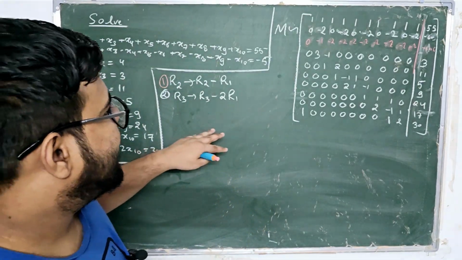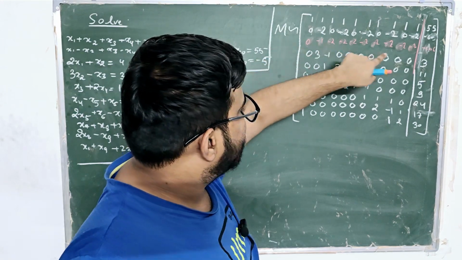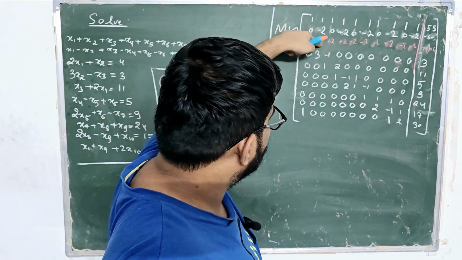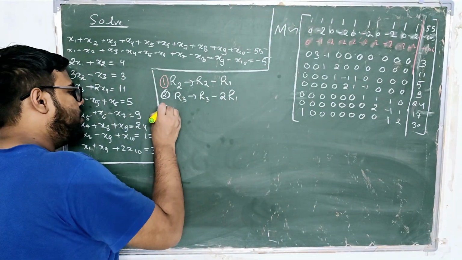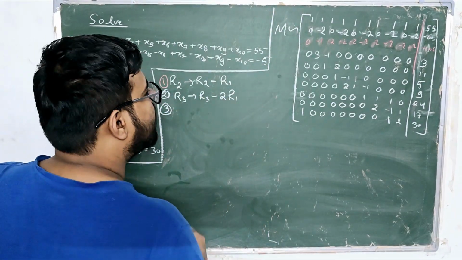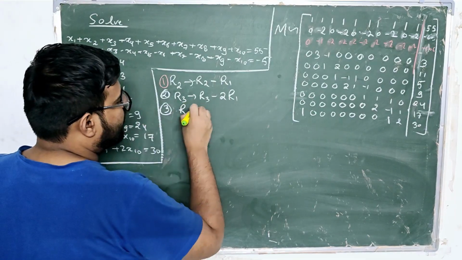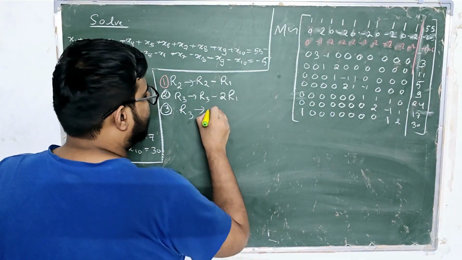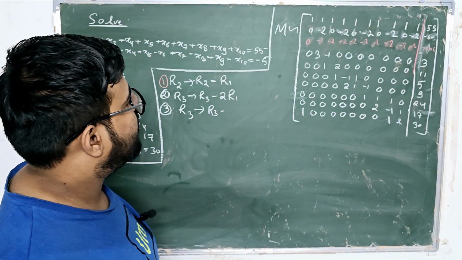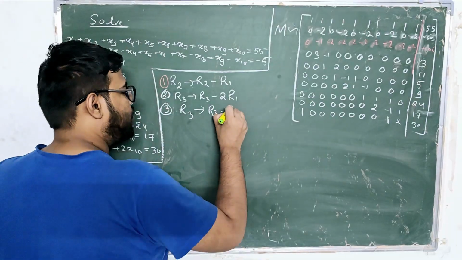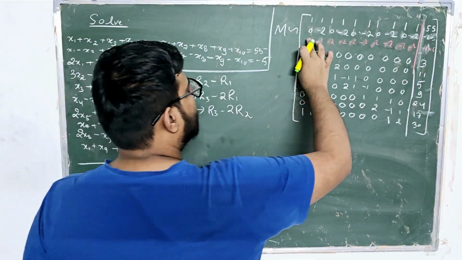Now what we are going to do next? So we have this. So now we have to eliminate this negative 1. So what we can do is that we can write R3 as R3 minus 2 times R2. 2 times R2, right? What we'll get? This will be 0.